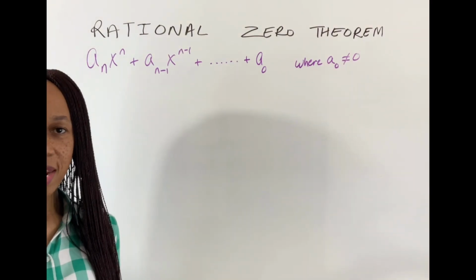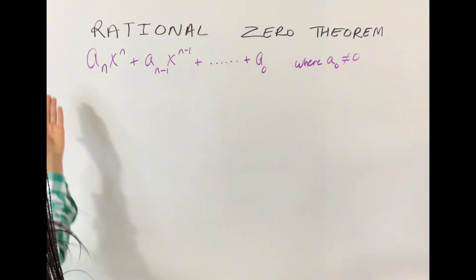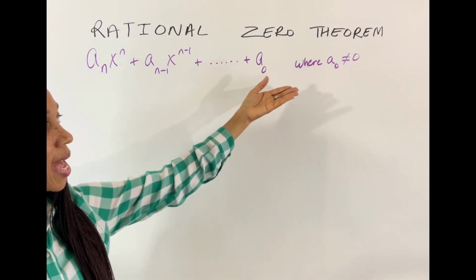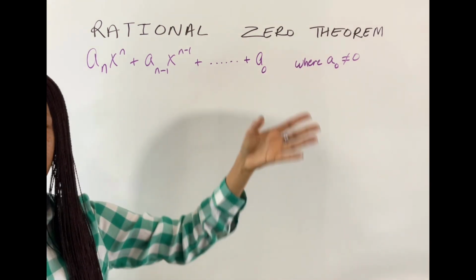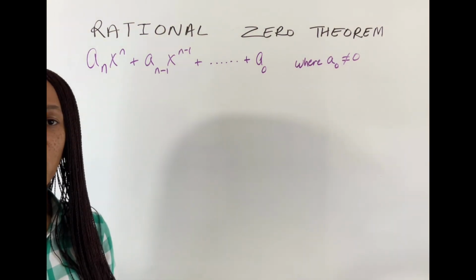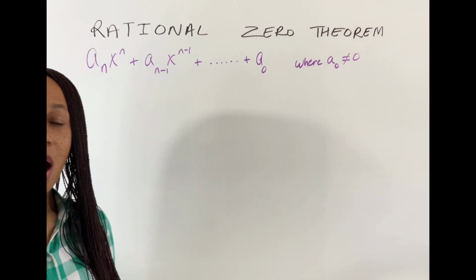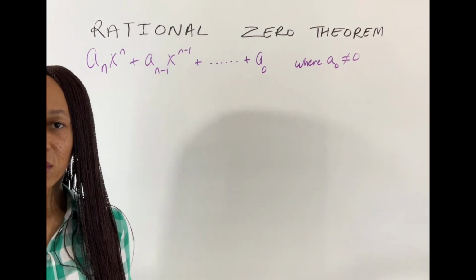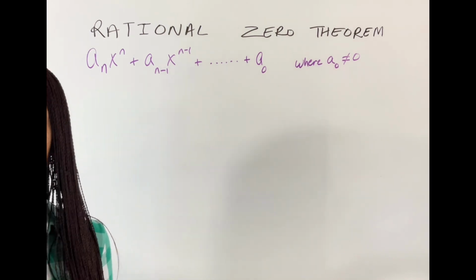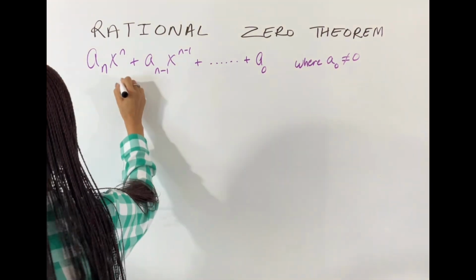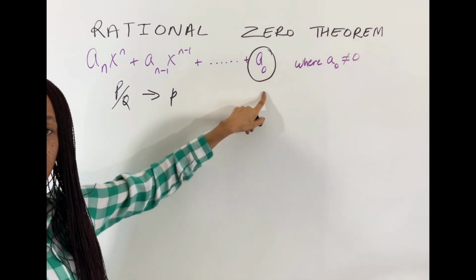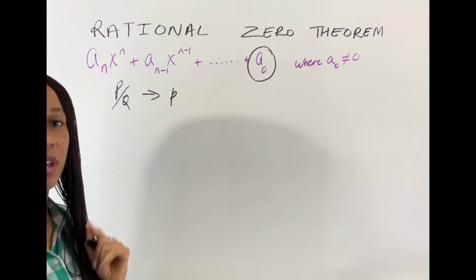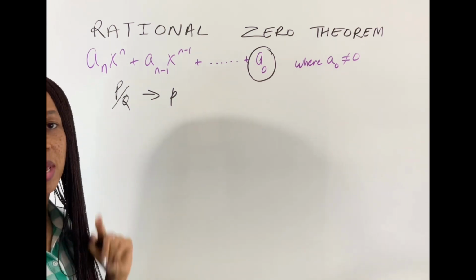When we are given a polynomial, it is usually in the form like this. And you will note that a sub 0 cannot be 0. Also, we need to identify our constant term and also our leading coefficient. Since the rational zero is usually the ratio of p over q, and a sub 0 is the constant term, we need to find the factors of the constant term, and that would be our p.